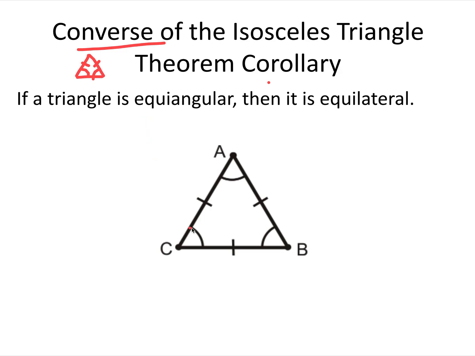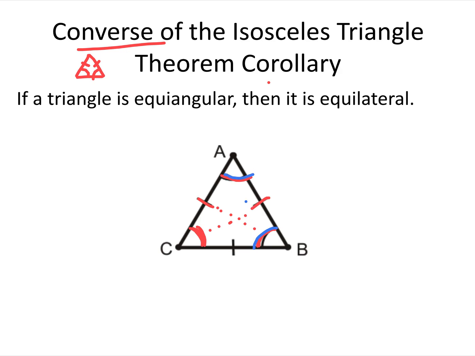So if my triangle is equiangular, notice all of my angles are congruent to each other. Well, if we start here with what appears to be our base angles, B and C, if those are congruent to each other, then the sides opposite those angles are congruent to each other, and we can continue that around our triangle. So now let's say that angle B and angle A are congruent to each other.